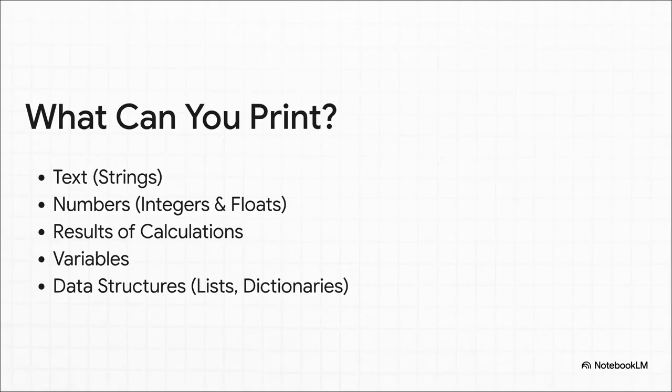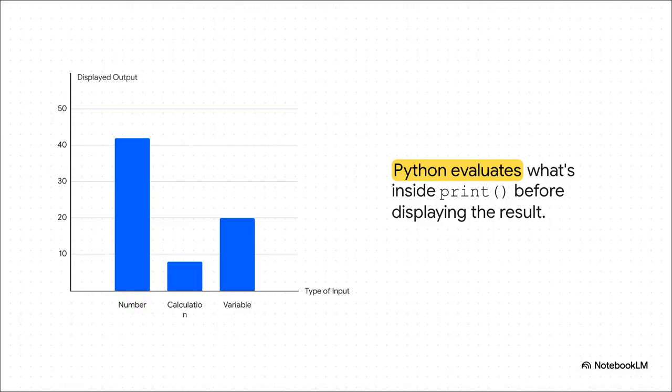Okay, let's move on to the next level, because this is where things start to get really interesting. Yeah, this is where you really see how flexible the print function is. It's not picky at all. You can throw numbers at it. You can give it math problems to solve. You can ask it to show you what's inside a variable. You can even give it complicated stuff like lists and dictionaries, and it just handles it. No problem.